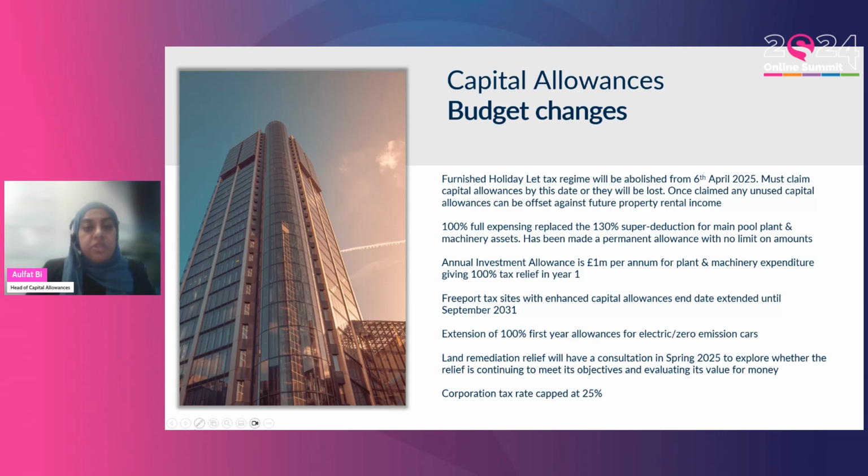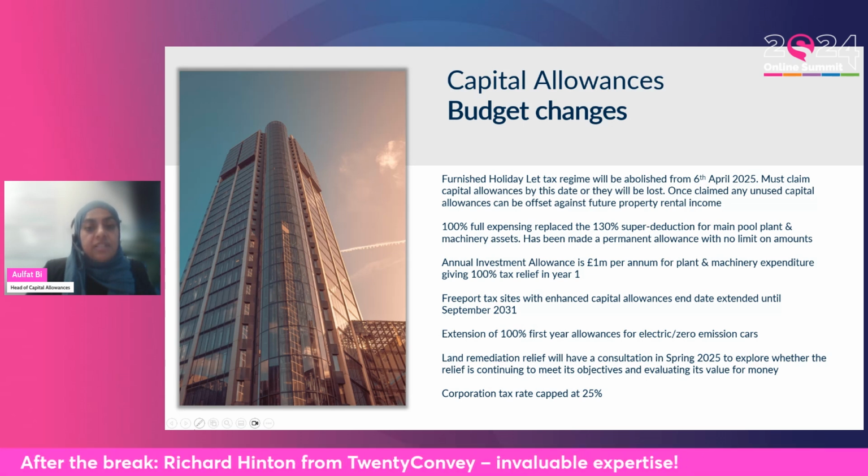The other change was the super deduction that was launched during the COVID period. That's been replaced permanently by 100% full expensing for certain types of capital allowances, and there's no restriction on the expenditure that you can claim as full expensing. The annual investment allowance as well, which gives 100% first year deductions for the first £1 million of plant and machinery expenditure, has effectively been permanently extended as well.